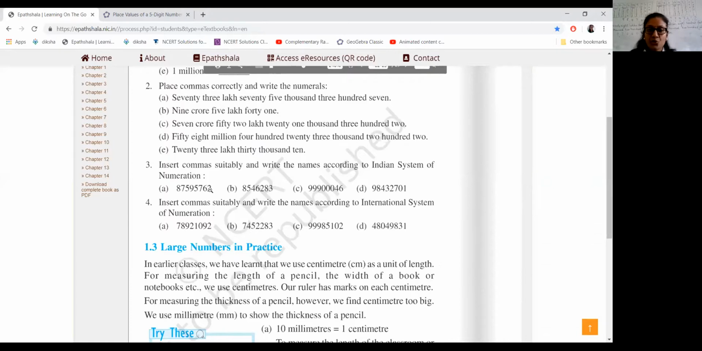Now what we did today was the numeral or the number was given and we were writing their number names. The number itself was given like this. You had to put the commas and write them both in the Indian and the international system. These two you should be able to do. Now look at the second one. Place commas correctly and write the numeral. So here the number name is given. You should be able to write the number like this.